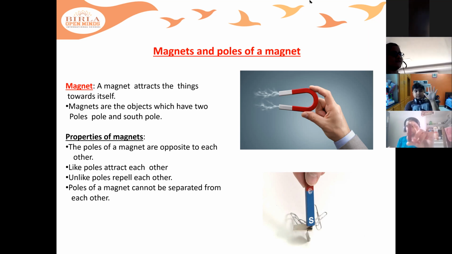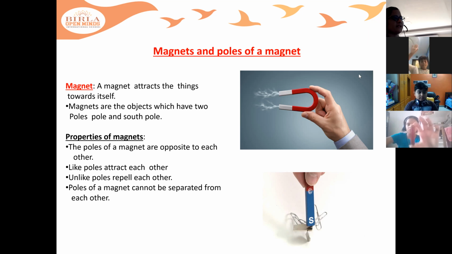Yes, Rushil, you have a doubt? Yes, Lasya is showing a magnet. Yes, Rushil, what happened? Unmute. Oh, sorry, unmute yourself.